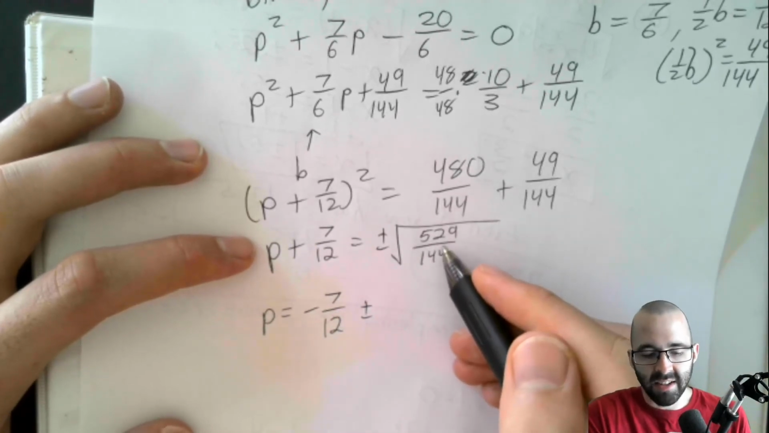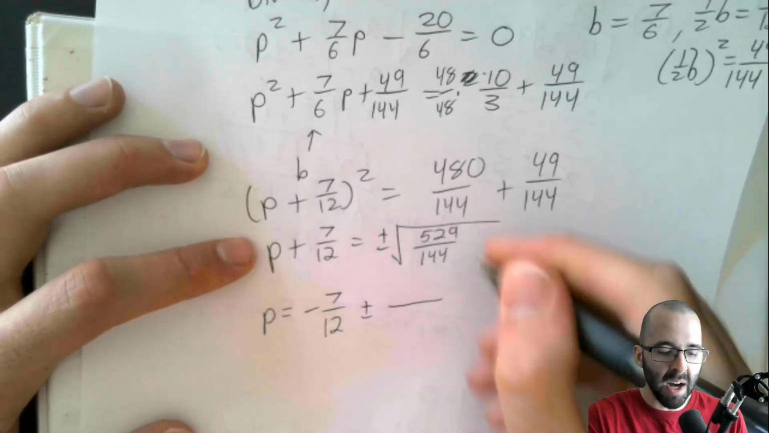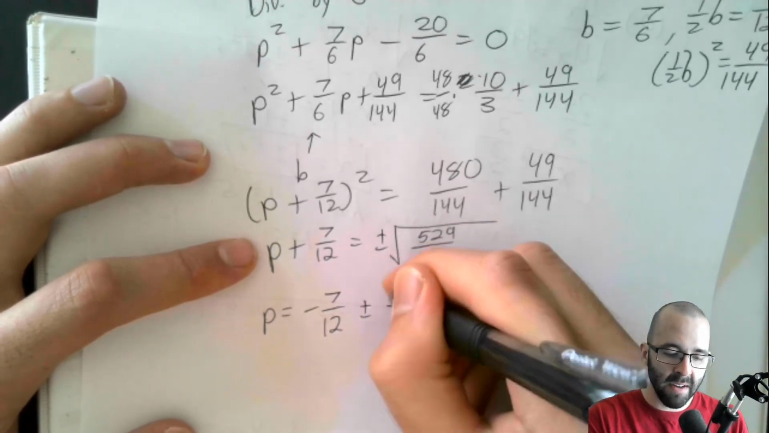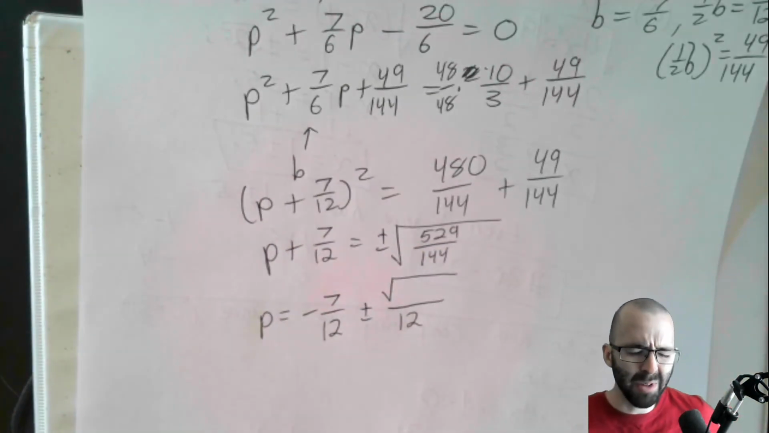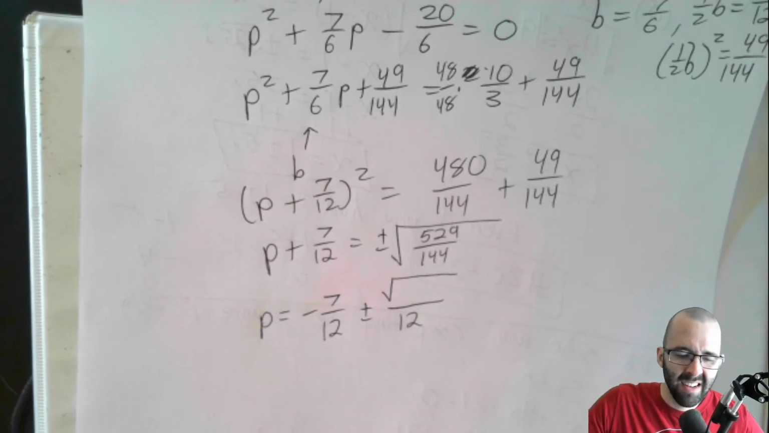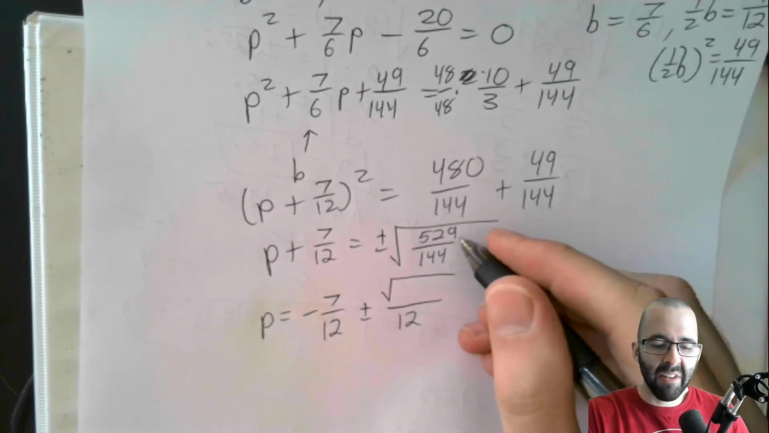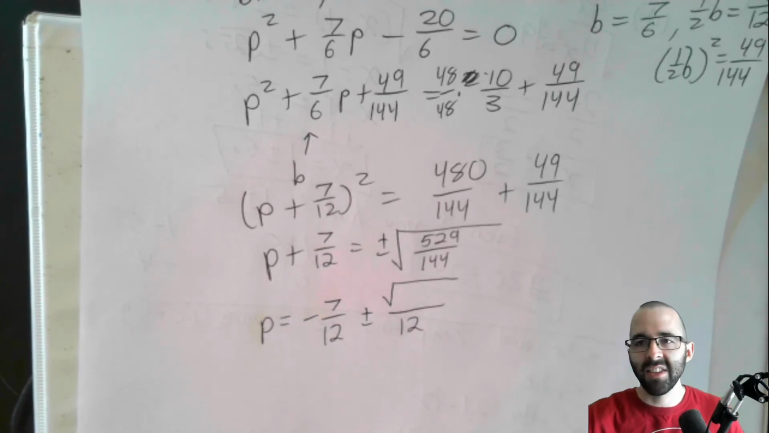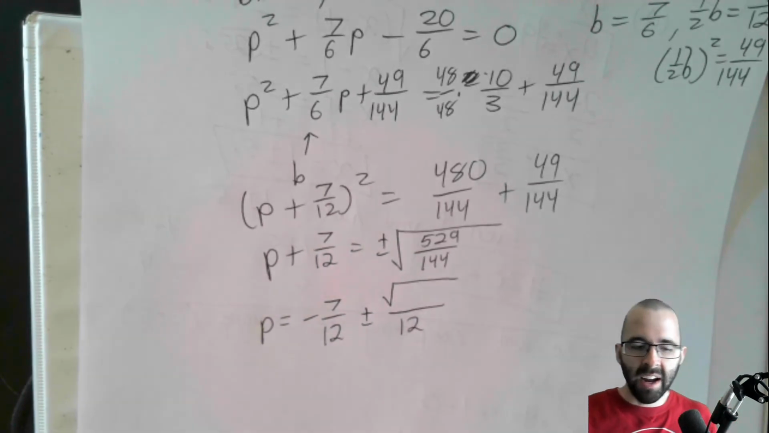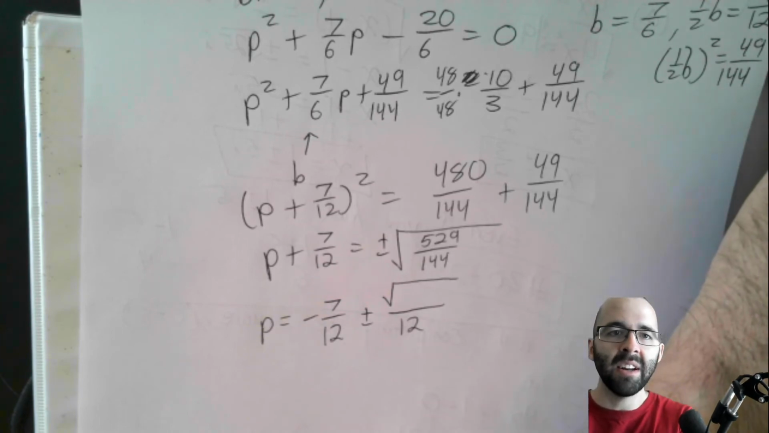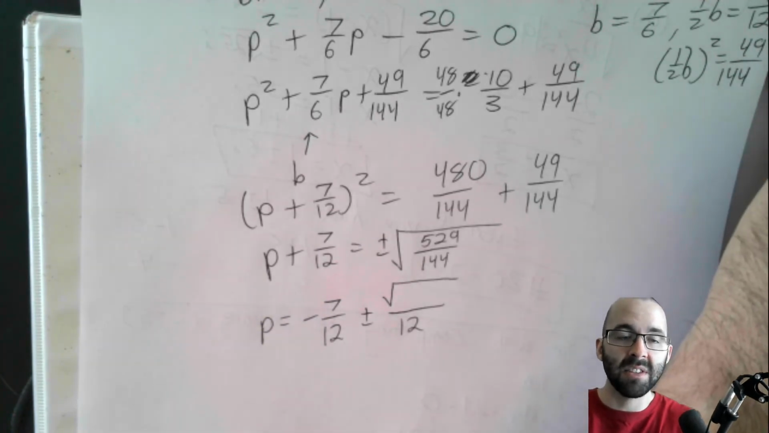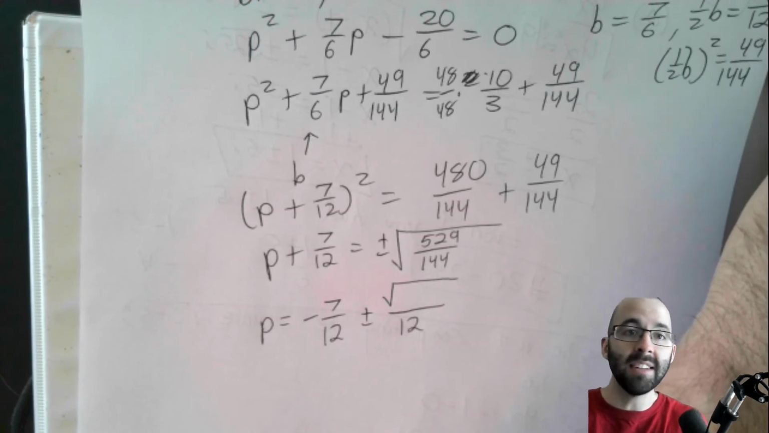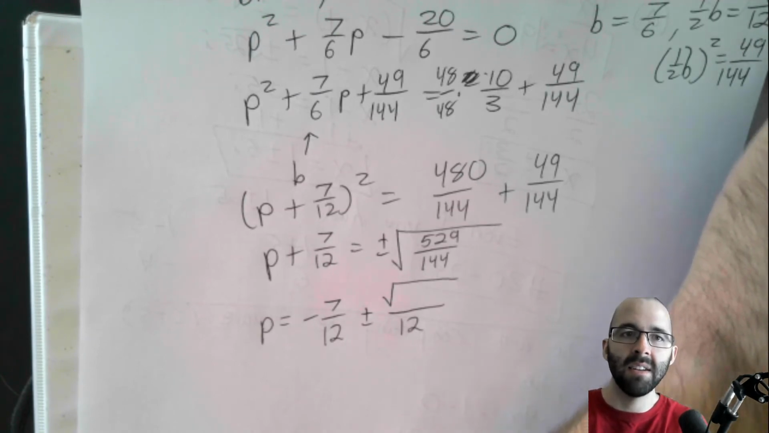And you just have to try to simplify this. The bottom is the square root of 144, which is 12. That's not too bad. The top, you want to split this up if you can. Is there a perfect square that's a factor here? And this is where you just start checking things on your calculator, right? Like, is 529 divisible by 4? That's a perfect square. It's not. Is it divisible by 9? That's a perfect square. It's not.